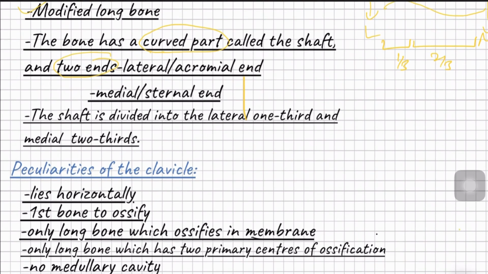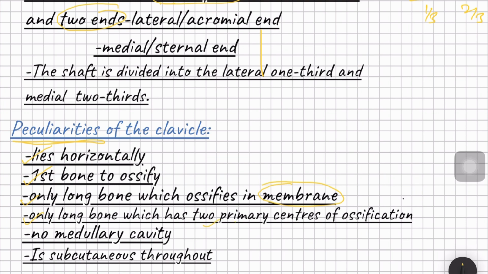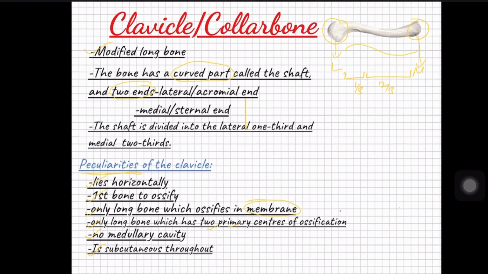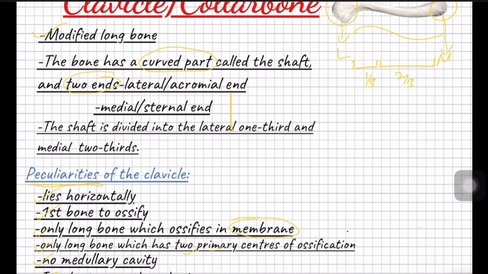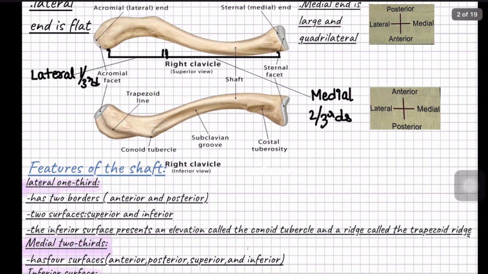So this is the gross anatomy of the clavicle. There are some peculiarities of the clavicle which you need to know. The clavicle lies horizontally. It is the first one to ossify. It is the only long bone which ossifies in membrane, and it has two primary centers of ossification. It has no medullary cavity and is subcutaneous throughout. These are the peculiarities which you need to know. It is important from the exam point of view.